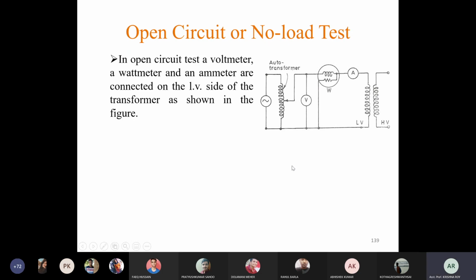So first, open circuit or no load test. The open circuit test is also known as no load test because here the transformer is run at no load condition. That means the high voltage side is normally kept open, or we can connect one voltmeter if we want to know the turns ratio of the transformer.